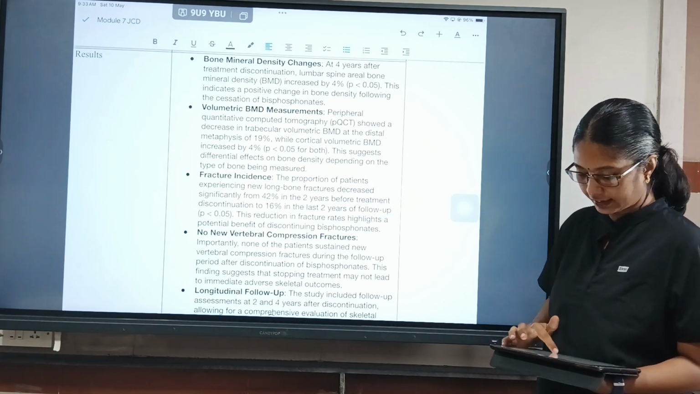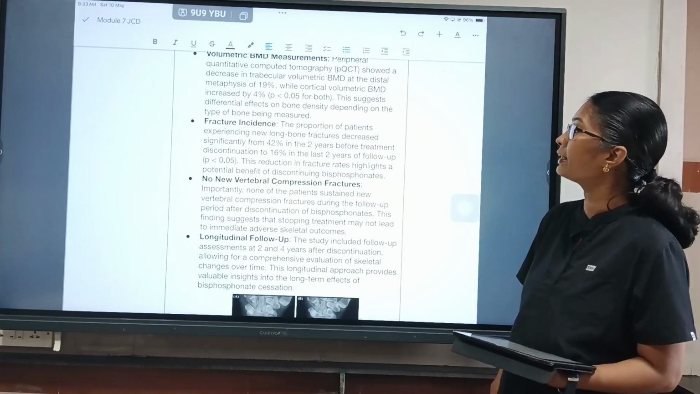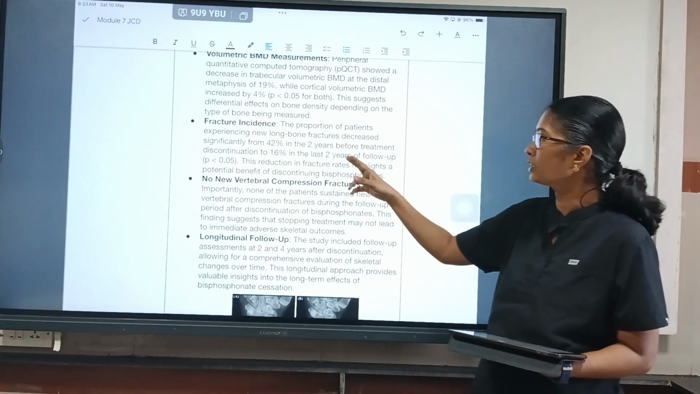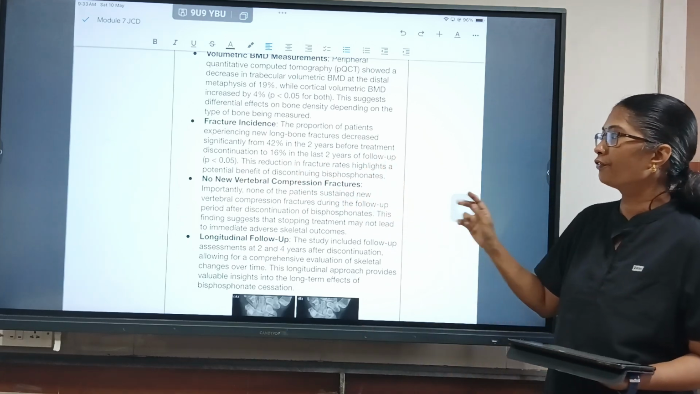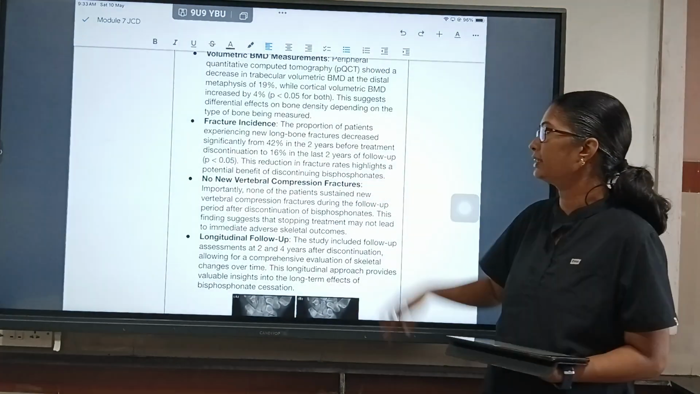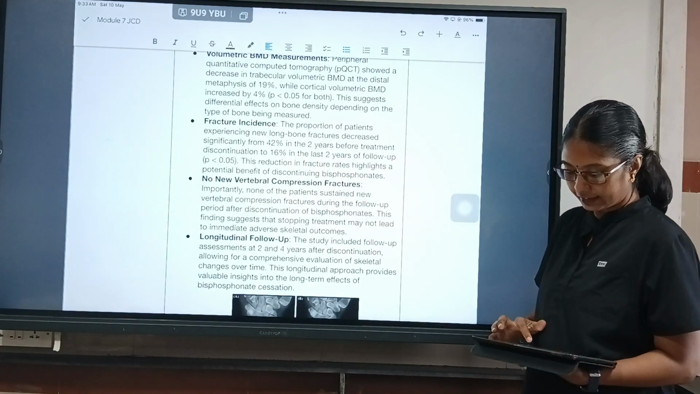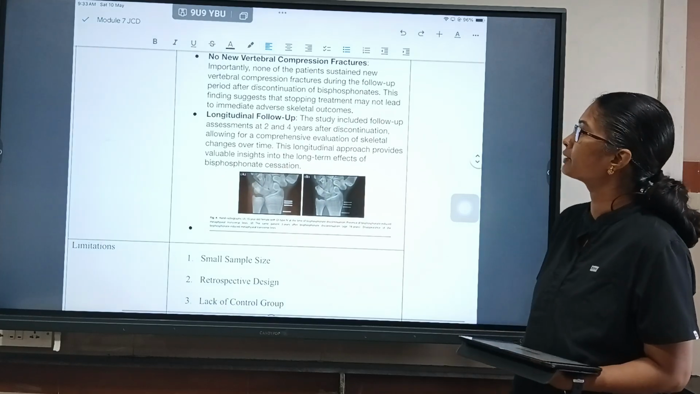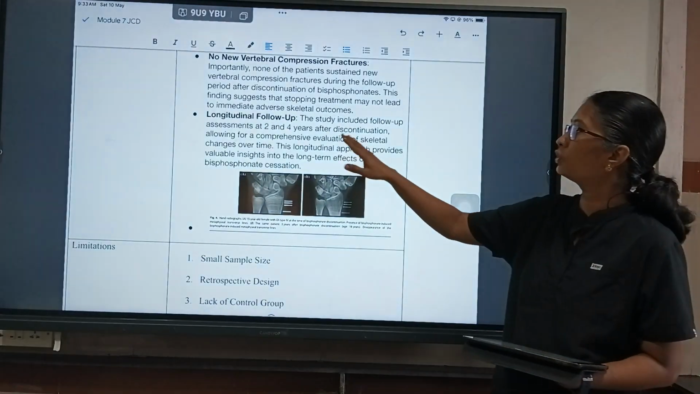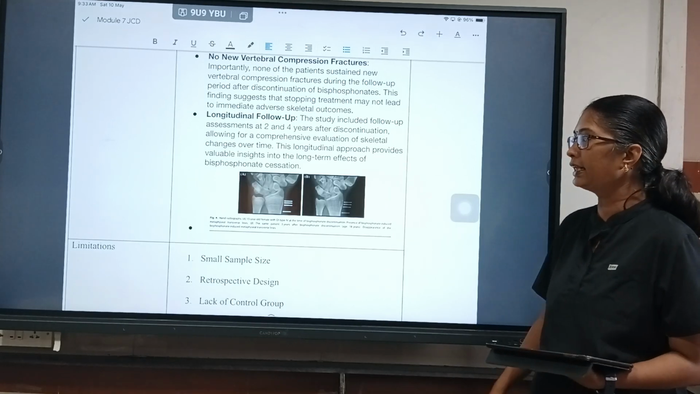And the fracture incidence of these patients decreased significantly from 42% in the 2 years before the treatment discontinuation to 16% in the last 2 years of follow-up. So this reduction in fracture rates highlights the potential benefit of discontinuing bisphosphonates. And there were no new vertebral compression fractures, and the longitudinal follow-up study included assessment at 2 and 4 years after discontinuation, allowing comprehensive evaluation of skeletal changes.